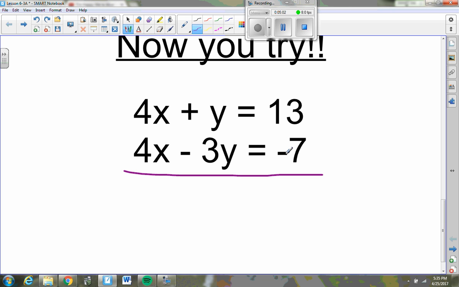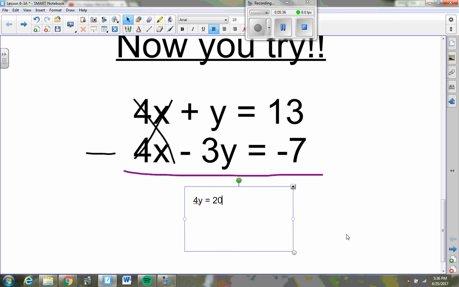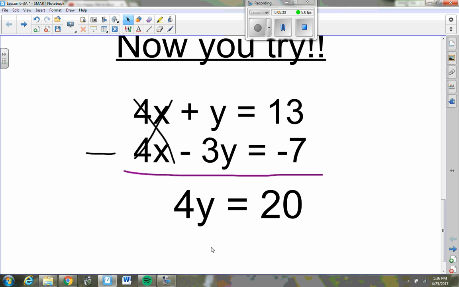But notice, please, that here we have 4x and 4x, which are exactly the same. So we'll start this by eliminating the x's with subtraction. So pause the video for a second, take a look at this problem, then come on back and I'll show you what we should get. Okay, the 4x's disappear. 1y, take away negative 3. Taking away negative 3 is like adding 3, so we get 4y, and it's equal to 13 take away negative 7. Take away negative 7 is like adding, so that makes 20. 4y equals 20, which leads us pretty quickly to the fact that y is equal to 5.